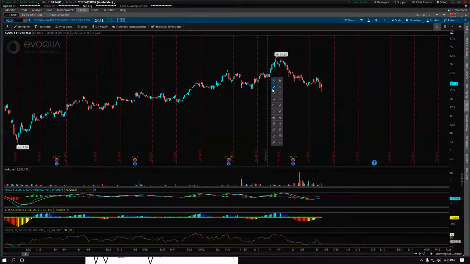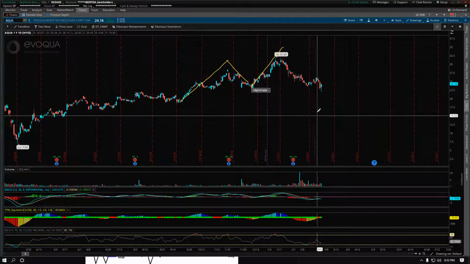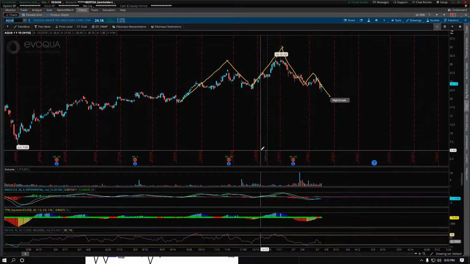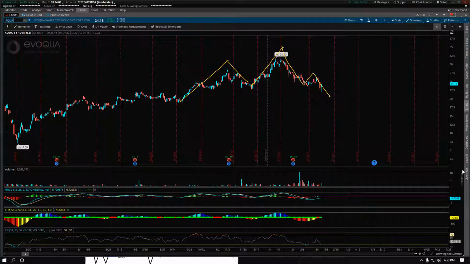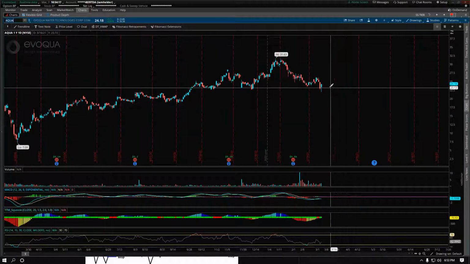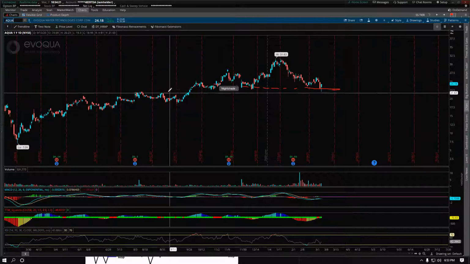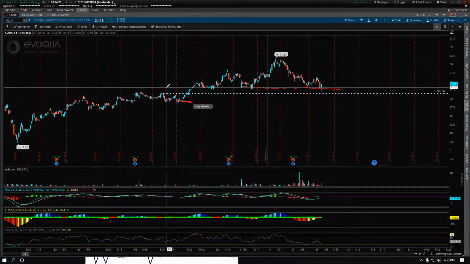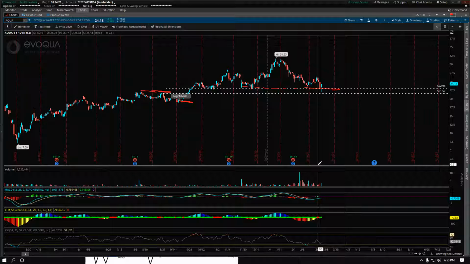This is much better. So wherever the points form is not as important as getting in below the neckline and entering the short right here. If the stock loses this level, it might even head straight back down to here. We're going to visit here first, obviously, because that was a prior resistance, but this is a pretty strong head and shoulders pattern. So I hope you guys see that.